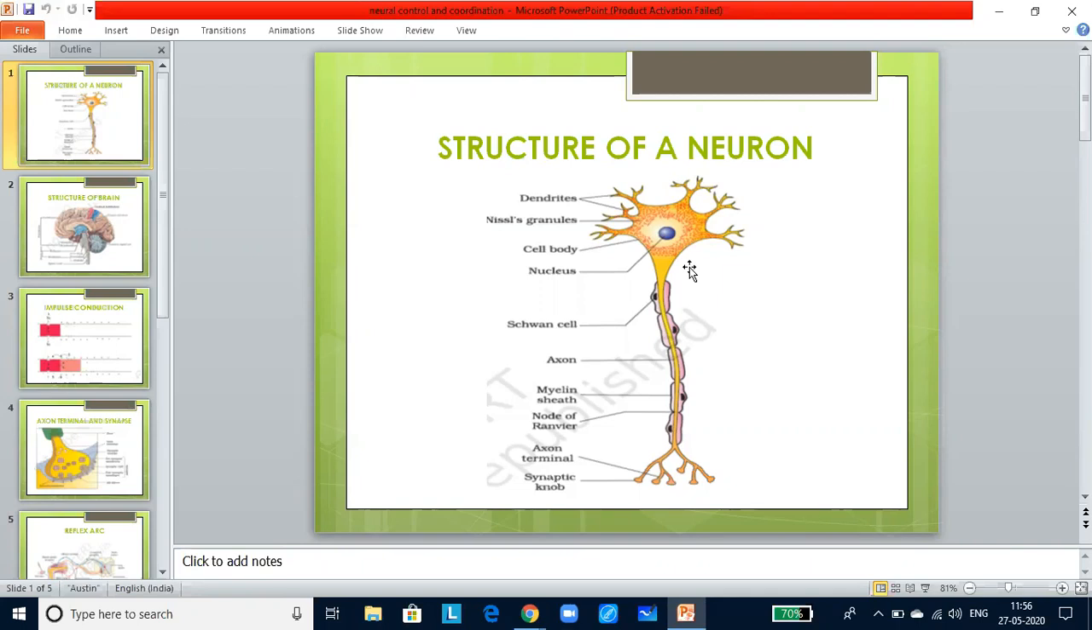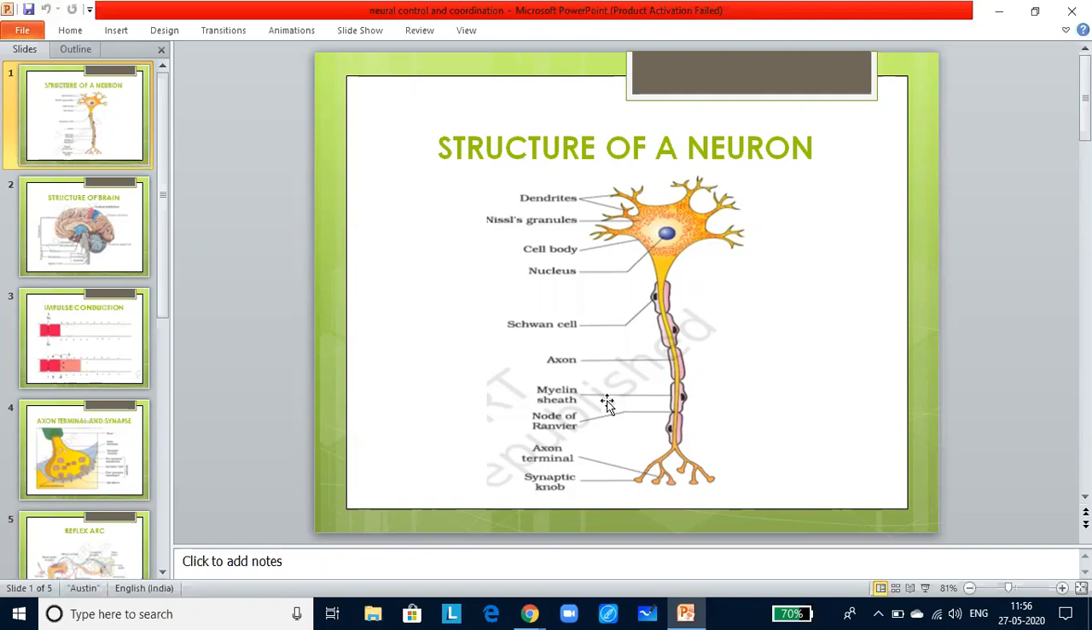Neurons are bundled together to form nerves. Nerves connect nerve centers to specific organs. Nerves can be insulated or non-insulated. The insulated nerves have a coating of a myelin sheath. So here you find a myelin sheath and this is an insulated neuron.